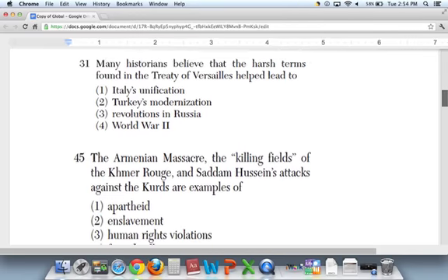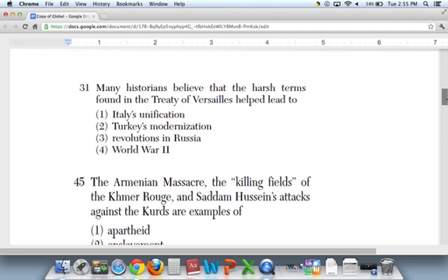Let's move on now. Number 31. Many historians believe that the harsh terms found in the Treaty of Versailles helped lead to 1. Italy's unification, 2. Turkey's modernization, 3. Revolutions in Russia, and 4. World War II.